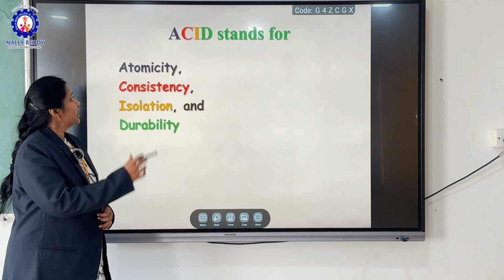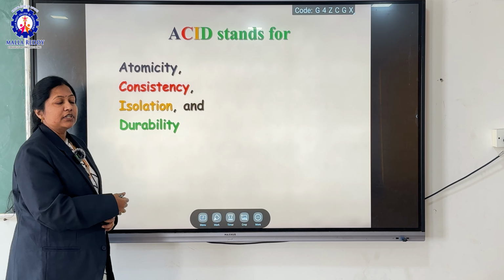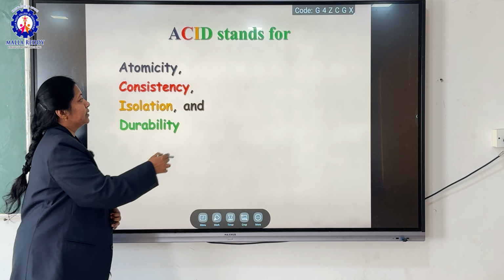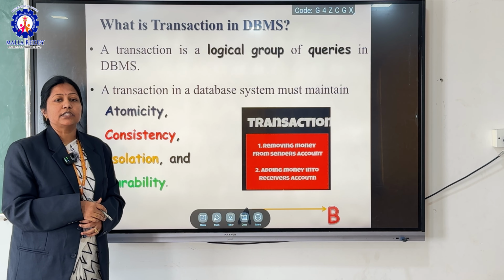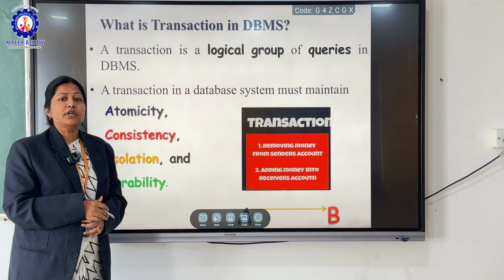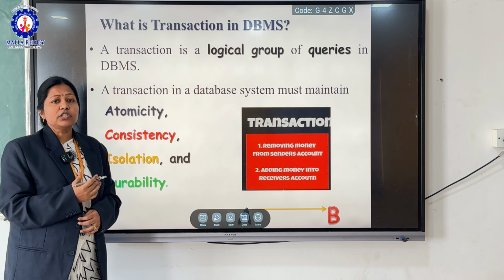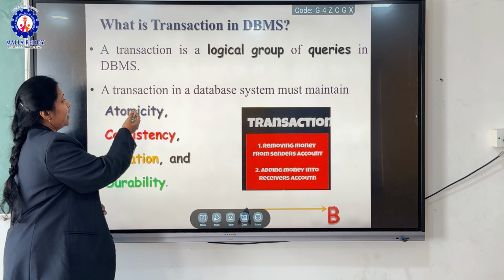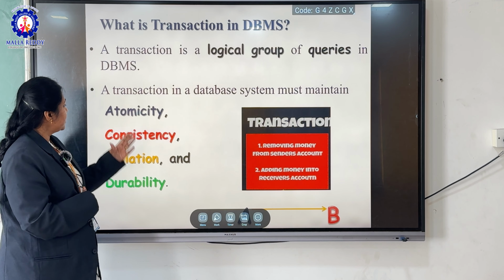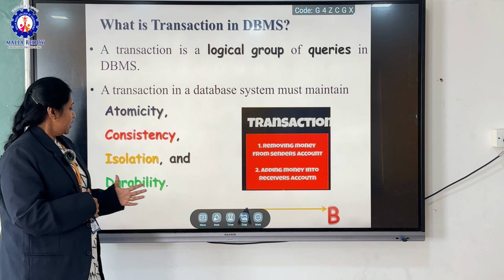ACID stands for A, Atomicity, C, Consistency, I, Isolation, and D, Durability. These all are closely related to transactions in database. First, we have to understand what transactions are. A transaction is a logical group of queries in DBMS. A transaction in database must maintain all these: atomicity, consistency, isolation, and durability.